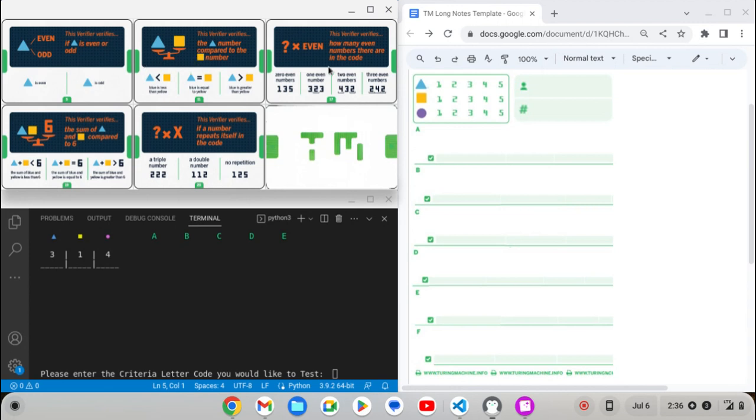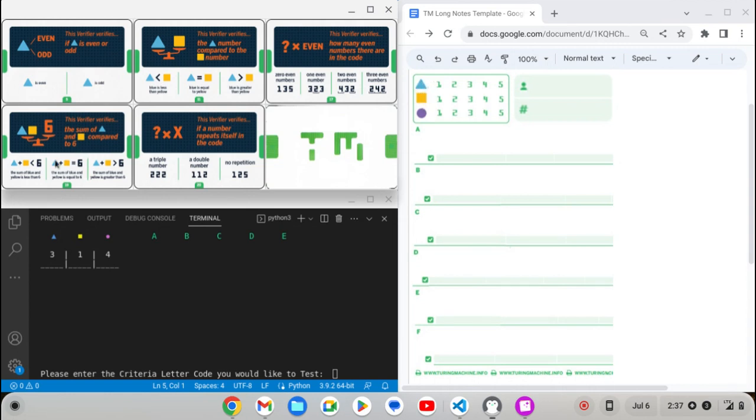Criteria card B looks at the first 2 digits, triangle and square, and the Turing machine will let us know which one's bigger. In essence, should triangle be less than square? Should they be equal? Or should triangle be greater than square? Criteria card C will look at the 3-digit solution, and the Turing machine will let us know how many of those digits are even. Should there be 0 even, a single even, perhaps 2 evens, or maybe even all 3 should be even.